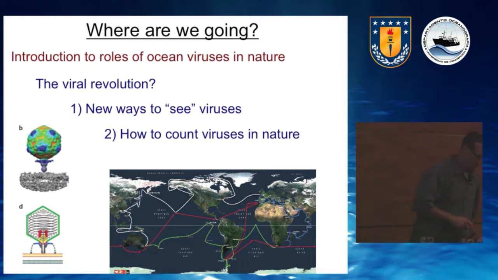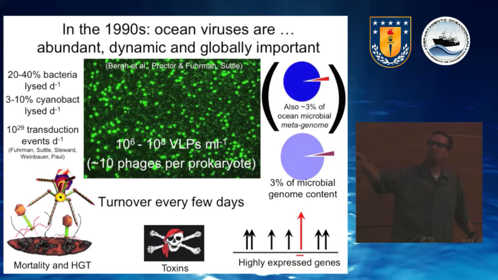Okay, so to introduce viruses, again, they were thought to be non-existent in the oceans, and then in 1989 we looked at them on a grid and found there's probably 10 to the 31 globally. So with all these abundant viruses, what could they be doing? In the 1990s, there was a lot of effort to try to figure that out. And so the first thing we think of is that viruses kill cells. They kill about 20 to 40% of bacteria per day, or about 3 to 10% of cyanobacteria per day.